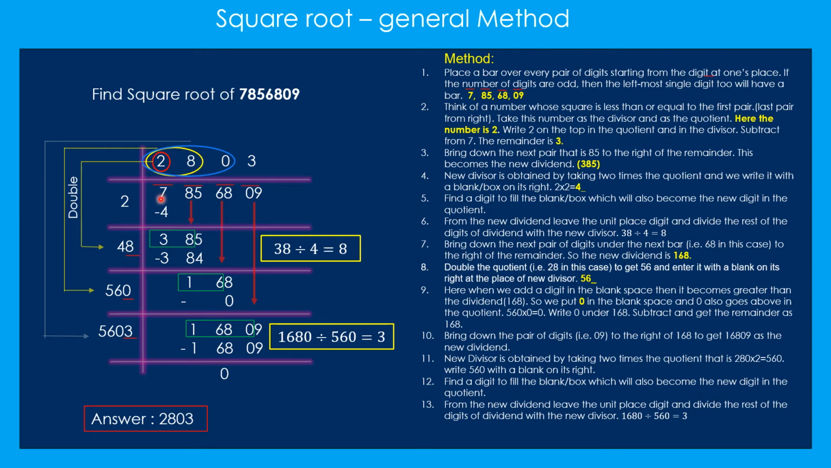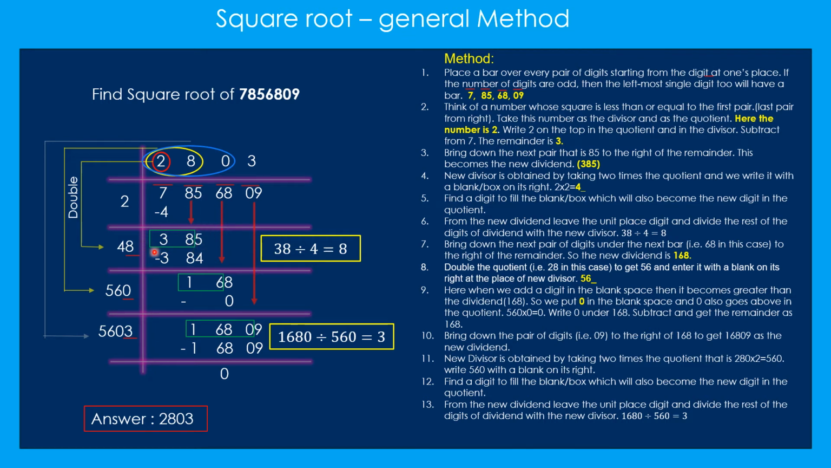After putting the bars, you have to think of a number whose square is less than or equal to the first pair. Here our first pair is 7. So here we will take the number 2. So write 2 on the top in the quotient and in the divisor. 2 times 2 is 4. You subtract and you get the remainder 3. After writing the remainder 3, you bring down the next pair of numbers, 85.